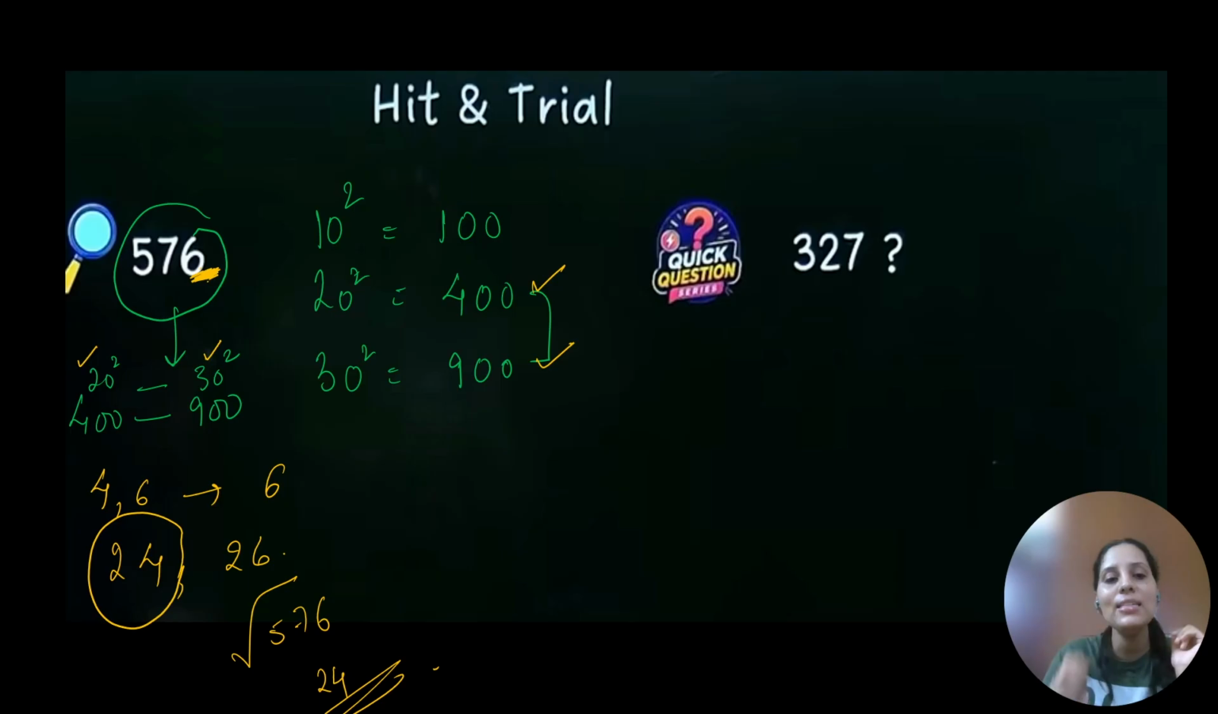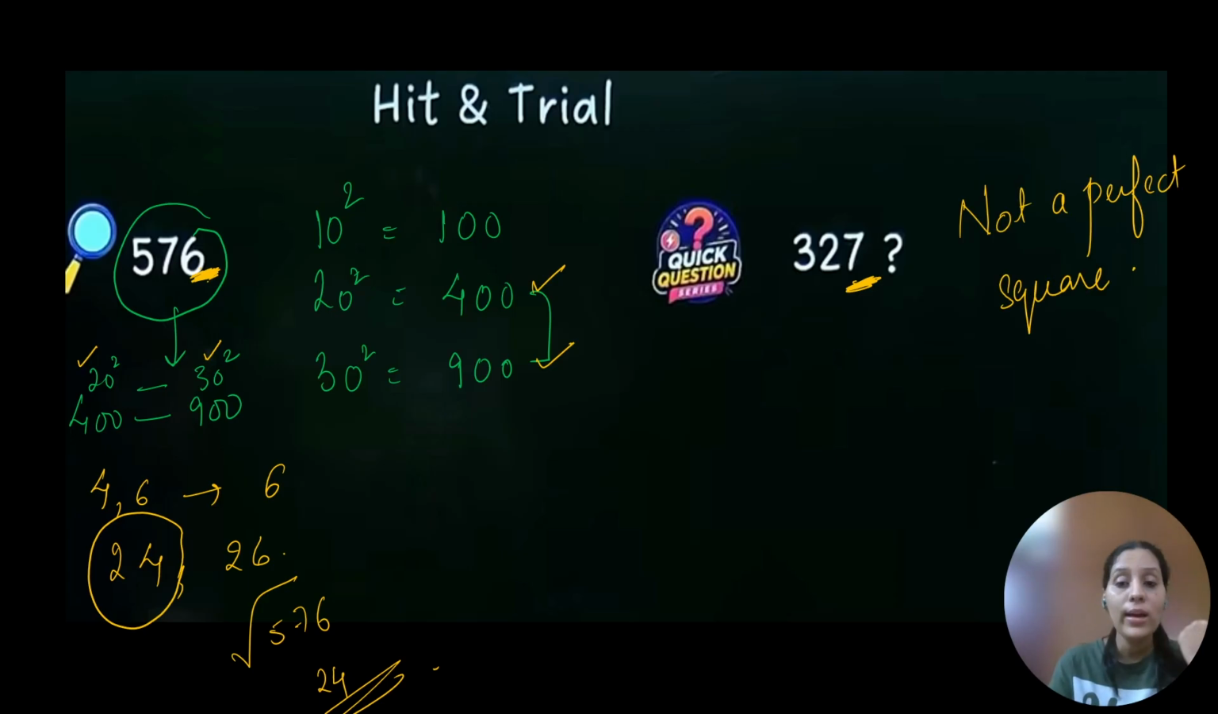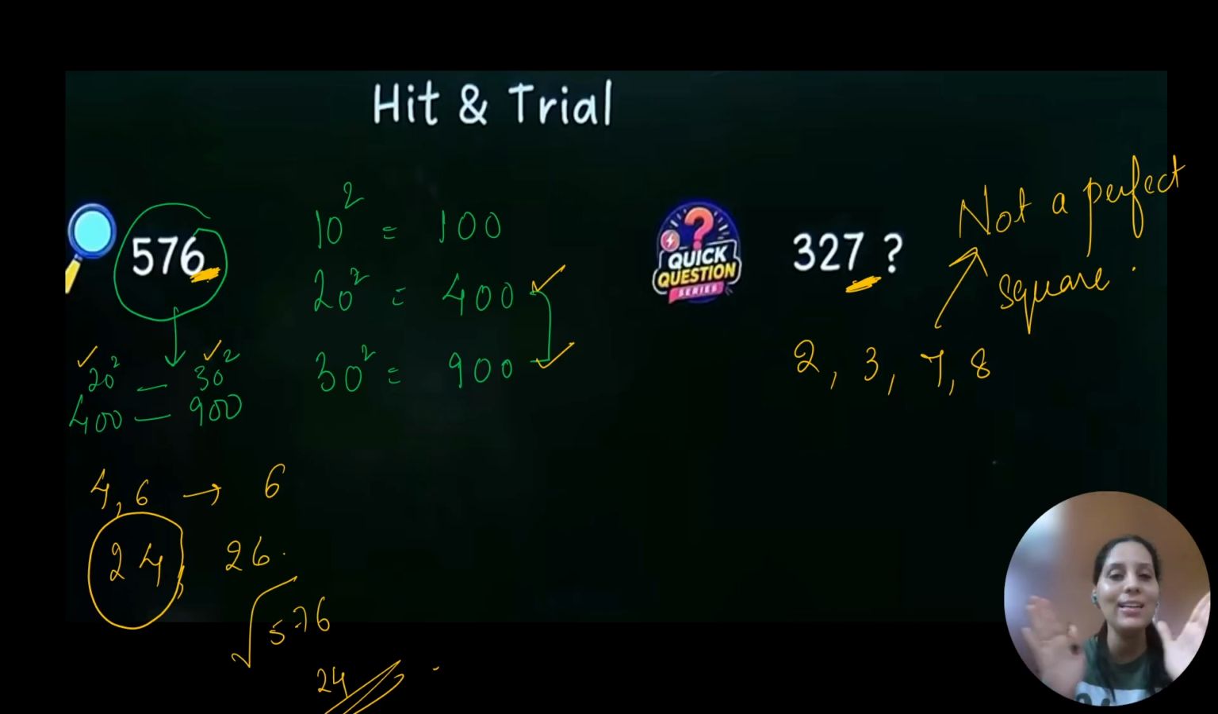All right. Now let's see the next one. Firstly, we will see the ones digit. It is 7. So it is not a perfect square because we know that when a number ends in 2, 3, 7 or 8, it is never a perfect square. So see the ones digit. If it has 2, 3, 7 or 8, do not waste your time. You can directly write not a perfect square. Else, you can follow this hit and try method. All right, is everyone clear?